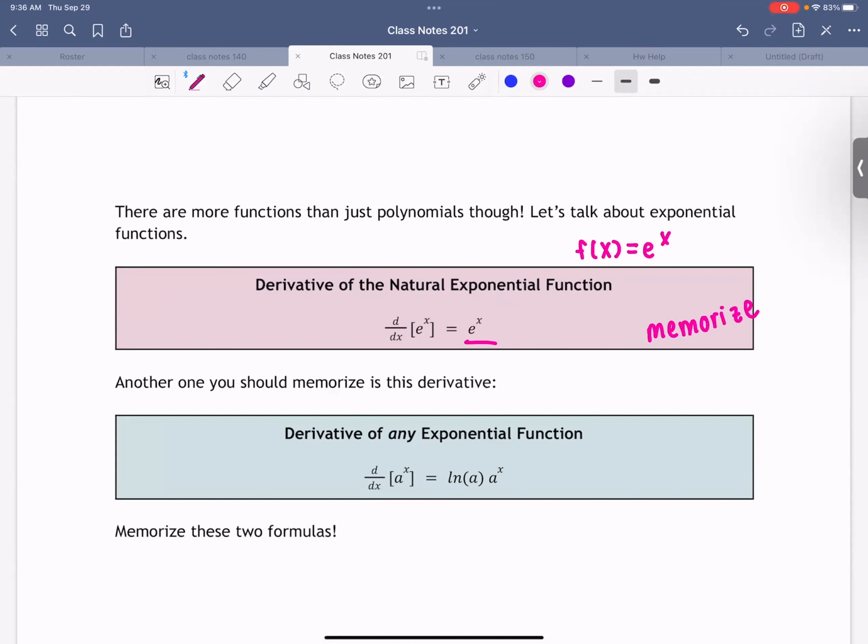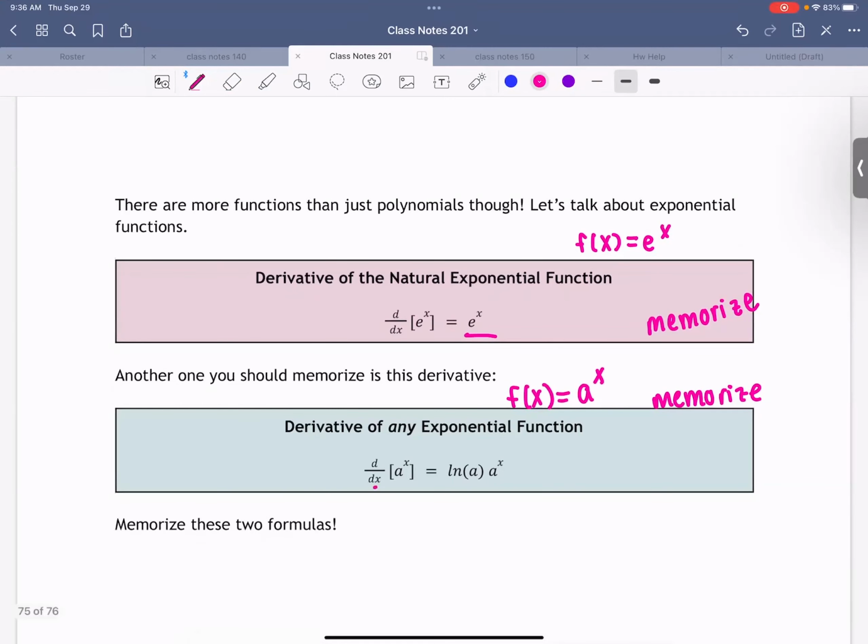Okay. Another one I want you to memorize is the derivative of any exponential function. Now, the basic gist of any exponential function is a constant raised to any power x, right? So if I want to take the derivative of any number raised to a power of x, the derivative is ln of the base, the natural log of the base, times that exponential power. Okay, I think it is easier to look at this when we do an example.